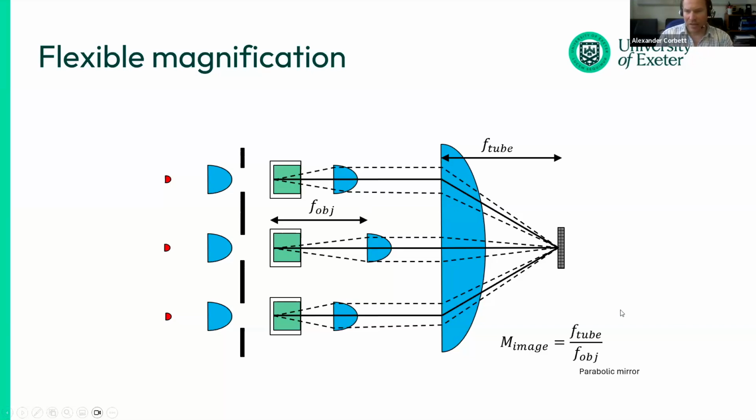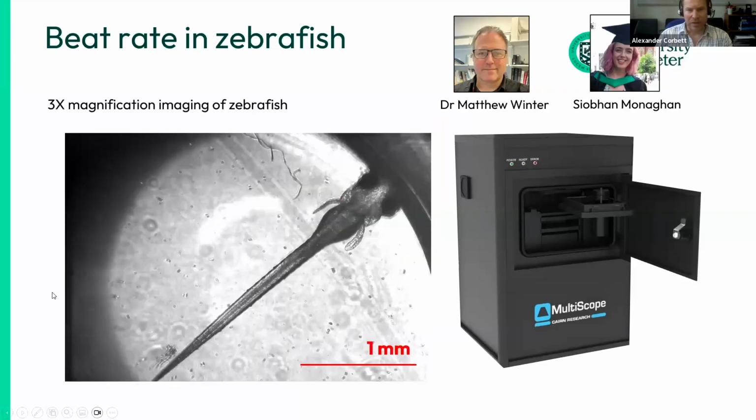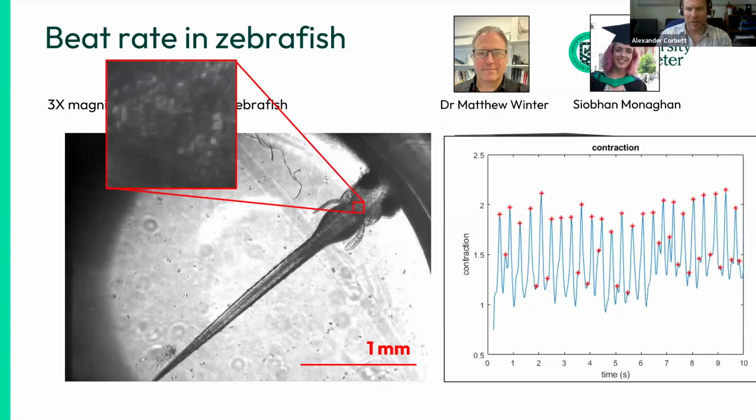And just to illustrate that, we have here 3 different zebrafish imaged at 3 different magnifications. This is for a cardiac imaging study with Matt Winter and Siobhan Monaghan at the University of Exeter. And here we're just using a small region of interest around the heart of the zebrafish to extract the beat rate. We can do that at several different magnifications, so 3x as well. We can process that data and extract a beat rate quite robustly and reliably, just using the changes in the pixel intensities.